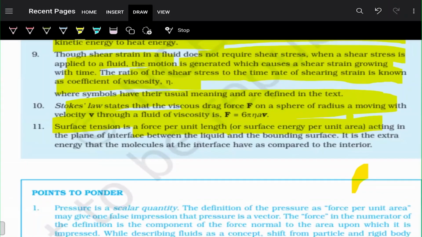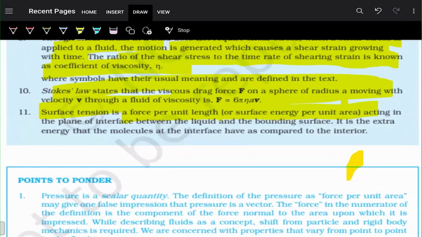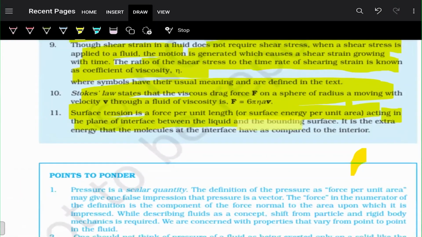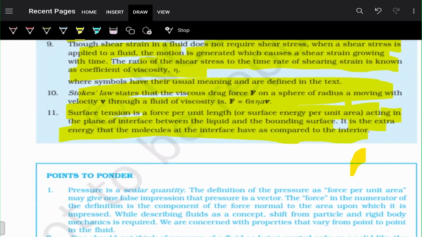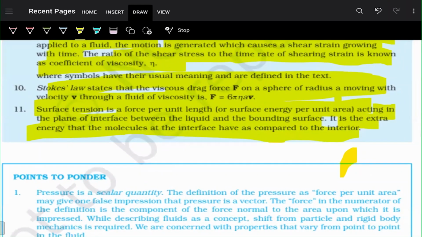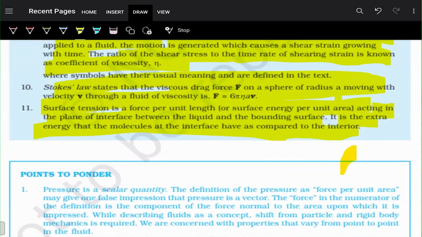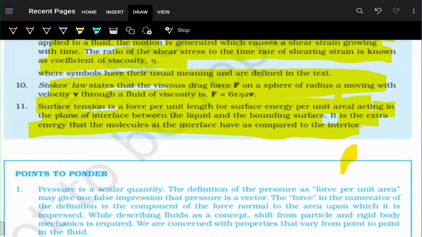Between the liquid and the bounding surface. It is the extra energy that the molecules at the interface have as compared to the interior. Surface tension is a force per unit length, or it is a surface energy per unit area acting in the plane of interface between the liquid and the bounding surface. It is the extra energy that the molecules at the interface have as compared to the interior.